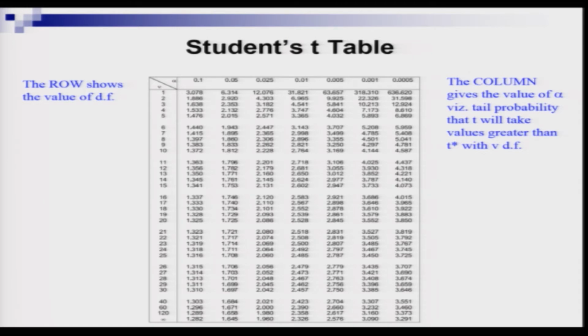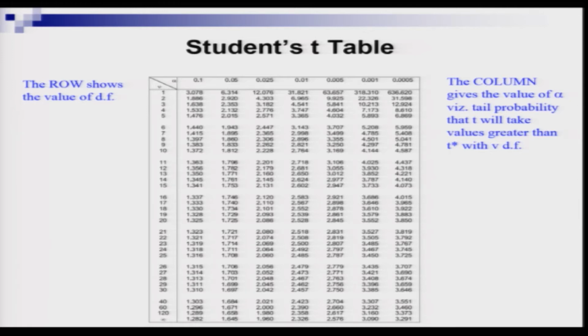You see these go till 30 for all values of v, and then after 30 there is a break, and then they are reporting the cases of 40, 60 and 120. Why? Because after v crosses the value 30, you do not actually need a student's t table. You can make use of the standard normal table as an approximation, and it will be a very good approximation. That is why after 30 people do not report the specific values of v, because it is going to be very lengthy otherwise.